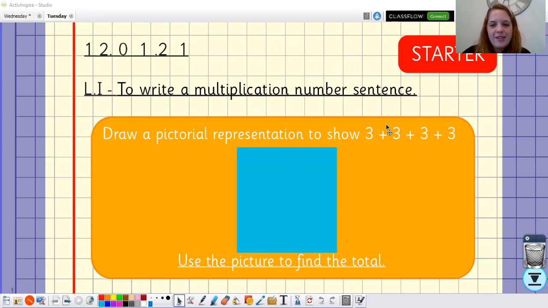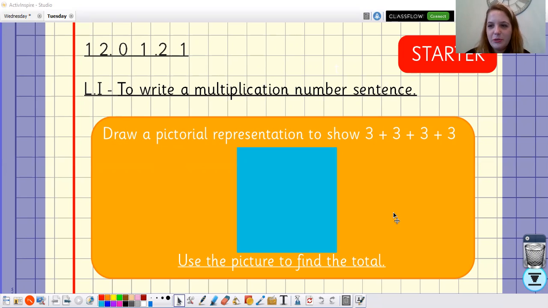Now, to start off with our maths lesson for today, I'd like you to make sure you have a piece of paper and a pencil to hand, because I'd like you to draw a pictorial representation to show 3 add 3 add 3 add 3. This can be any picture you like. Once you've drawn your picture, I want you to count up in threes using the picture to help you to find the total. And then I want you to write the number sentence and the total.